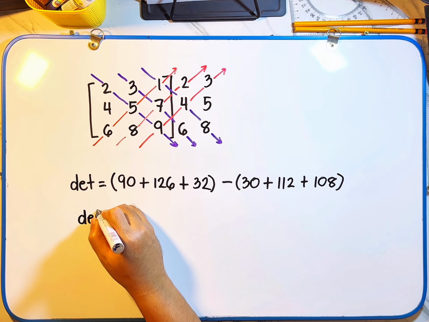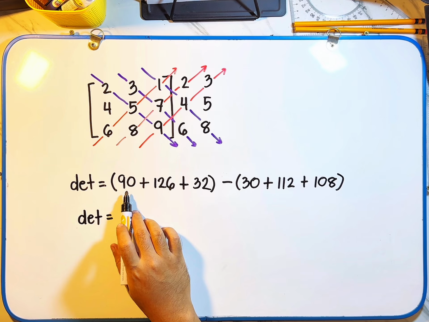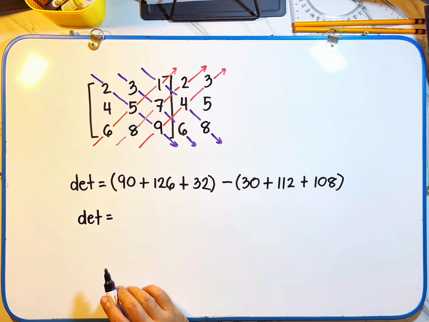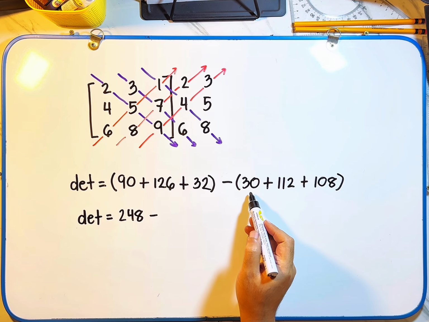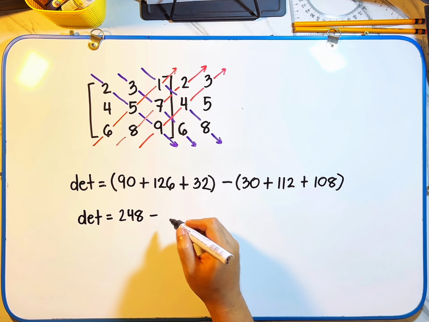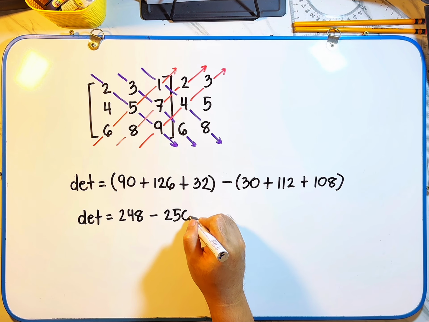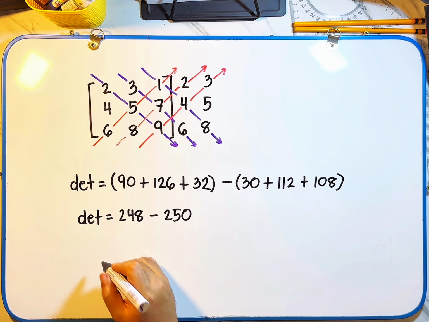Let's proceed. Determinant is equal to 90 plus 126 plus 32, that's 248, minus 30 plus 112 plus 108, that's 250. And 248 minus 250 is equal to negative 2.